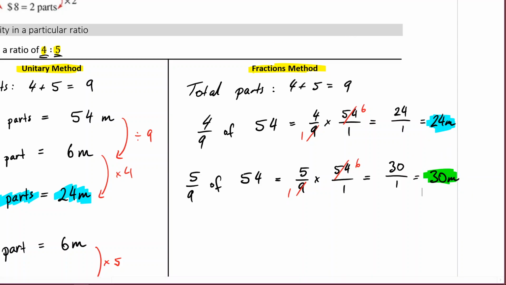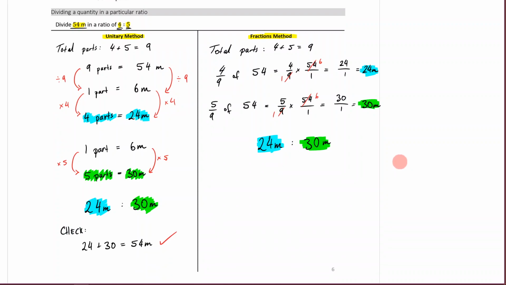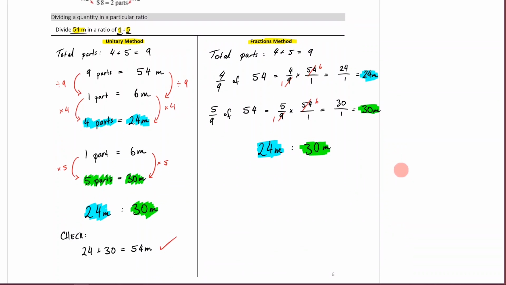So that means if I was to write this as a ratio now, I would simply go, it's 24 meters to 30 meters. And that's exactly what we found with the unitary method. So this is just an alternative way of doing it. In principle, you're doing the same thing. It's just if you like this way better. So it's your choice. The decision is up to you. Both of them give you the same answer.